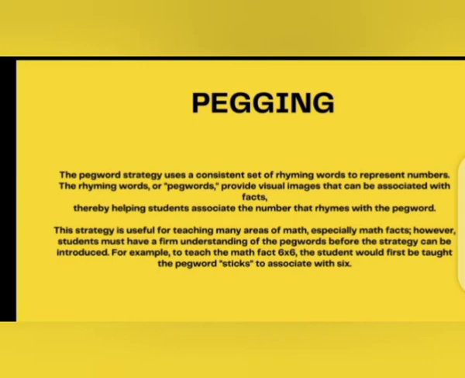Now, these rhyming words are called the peg words, and they provide visual images that can be associated with those facts. This allows us to rhyme a word with the peg word. Let's say one rhymes with bun, two with shoe, three with tree, four with door. Do you understand? So those are peg words, and that's how the peg word system works.